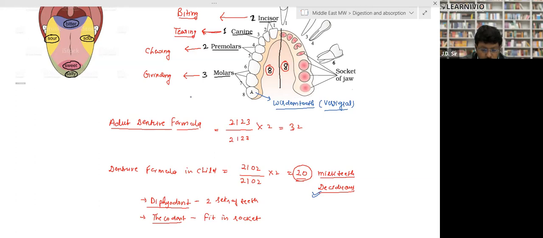Milk or deciduous teeth are temporary and 20 in number. Full stop. Next point. It starts coming out at six months old and should be present by the end of 24 months.